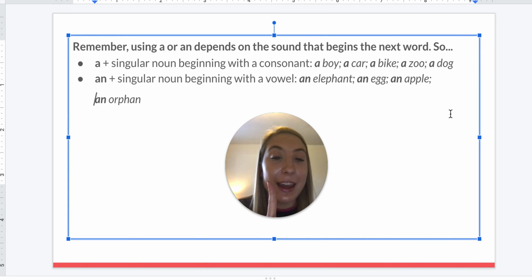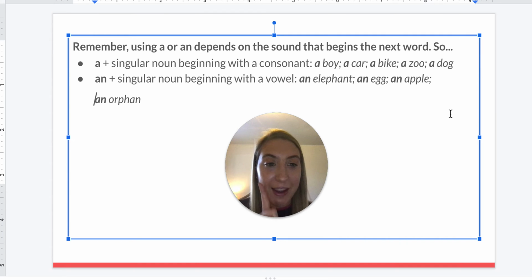But we use an plus a singular noun beginning with a vowel. So we went over an elephant, E is our vowel. An egg, E is our vowel. An apple, A is our vowel. And an orphan, O is our vowel.